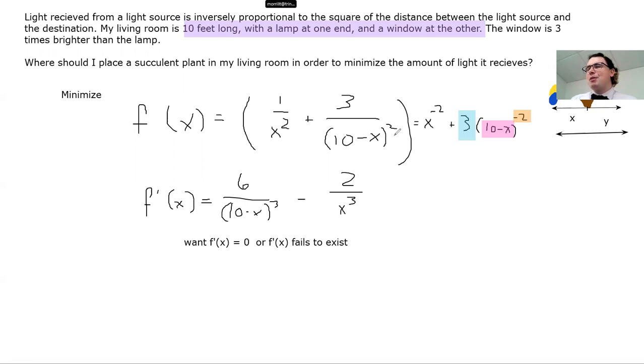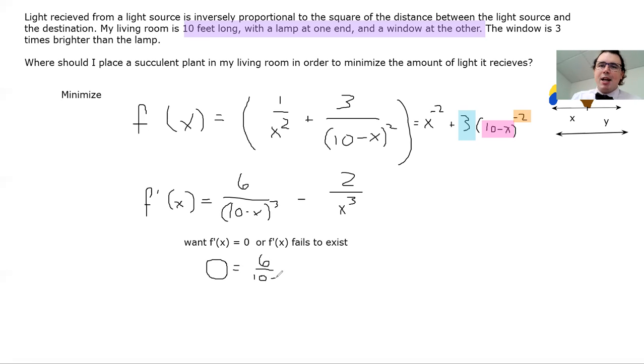And neither do I want to put my plant on the windowsill, because I get more sunlight the closer I am to the windowsill. So I'm looking for a minimum which would put my plant somewhere in between the window and the lamp. So my other possibility for finding a critical value is I want to know, where does this derivative equal 0?